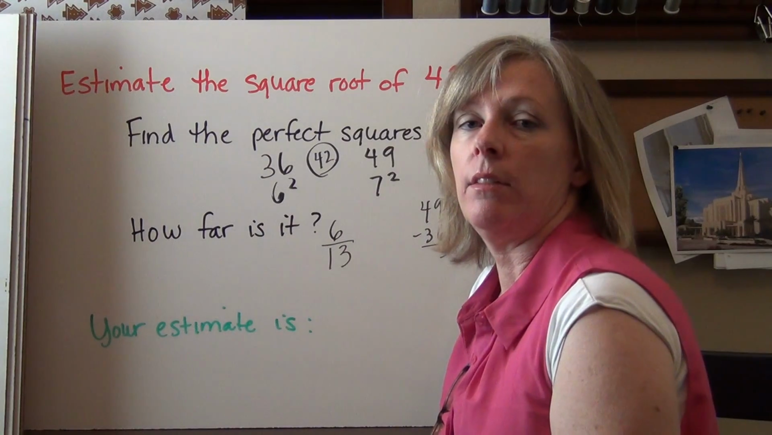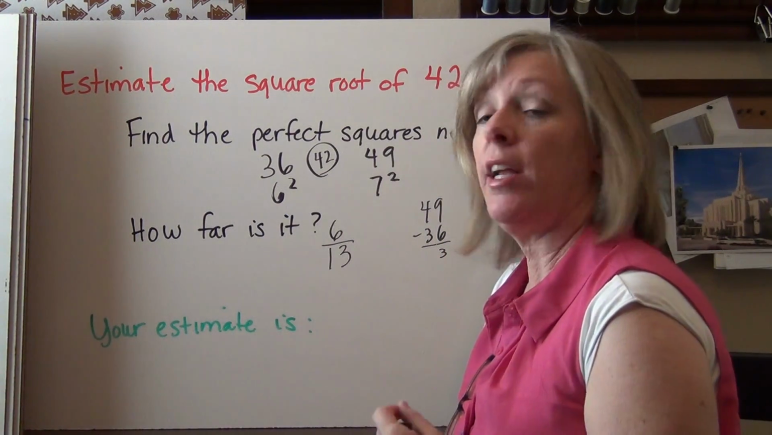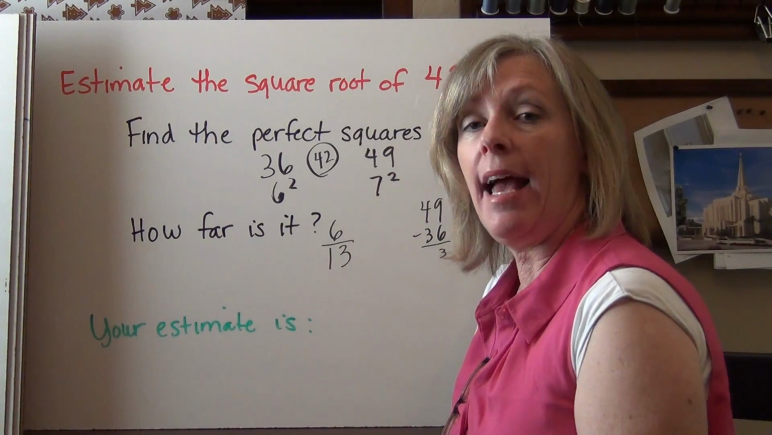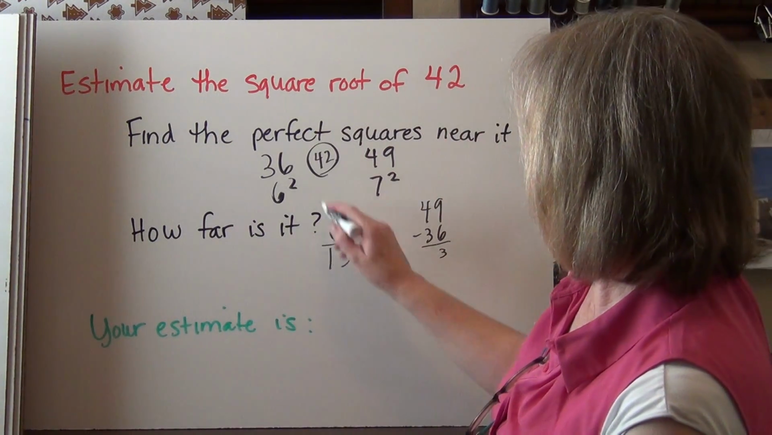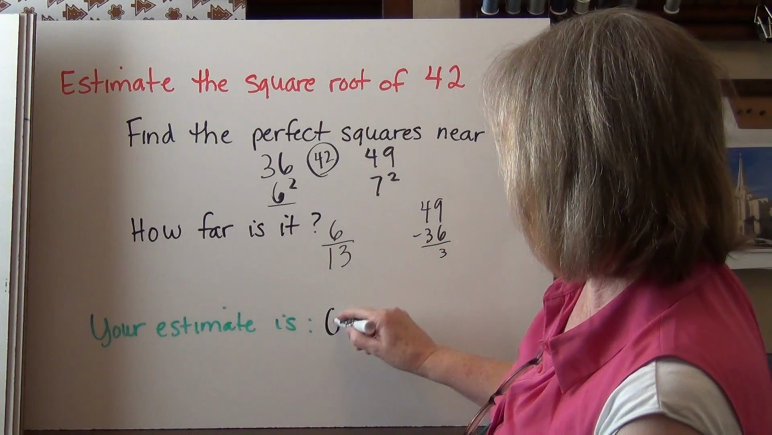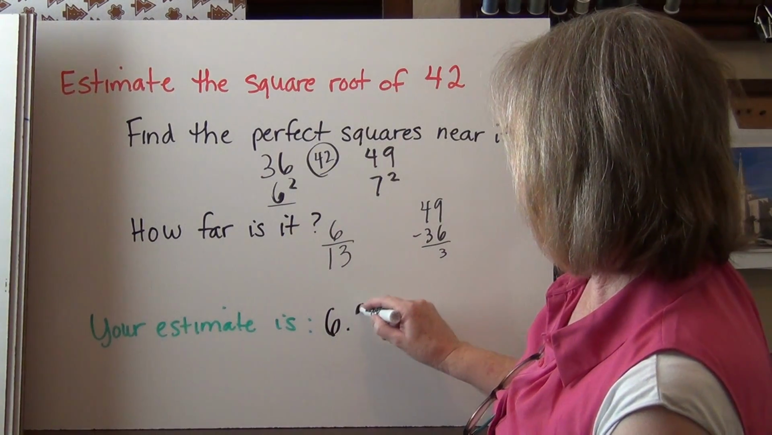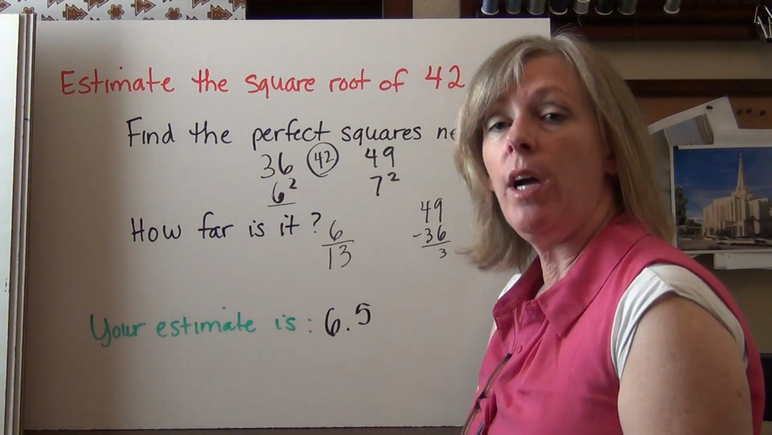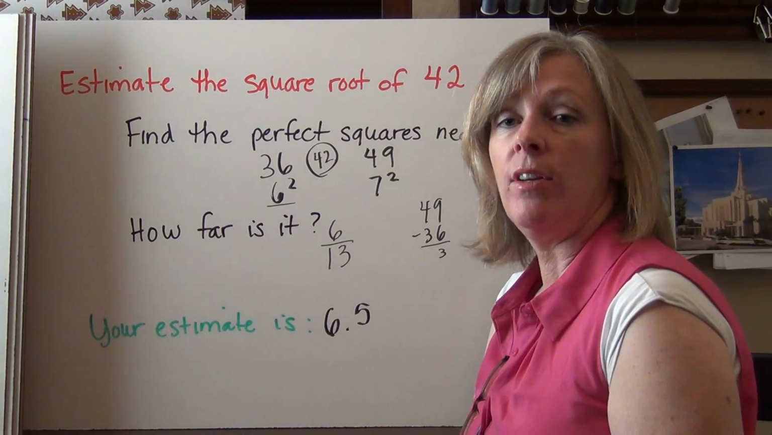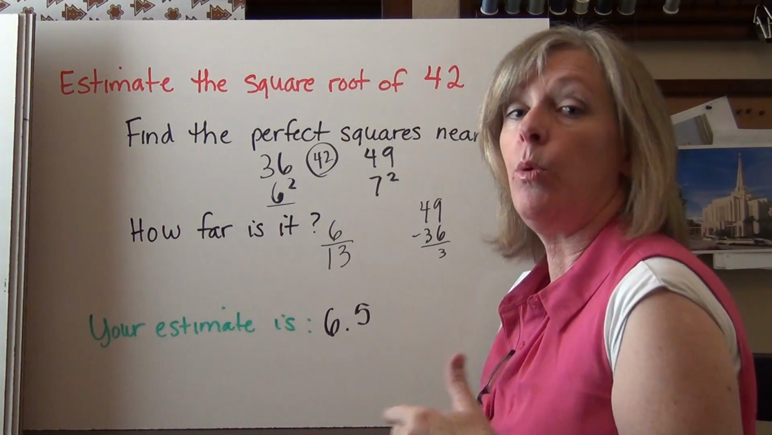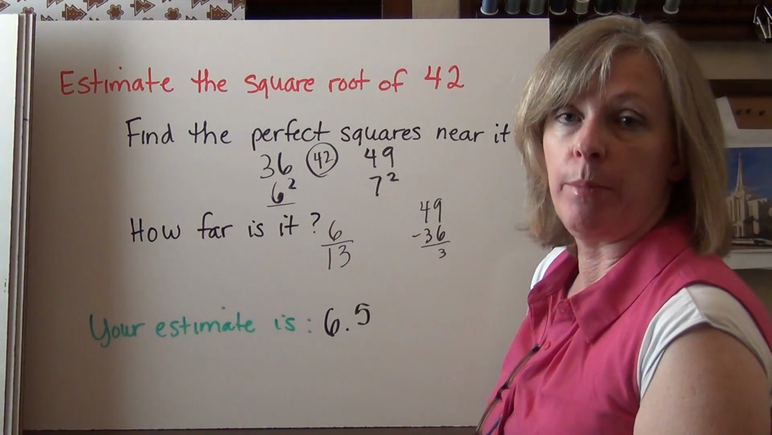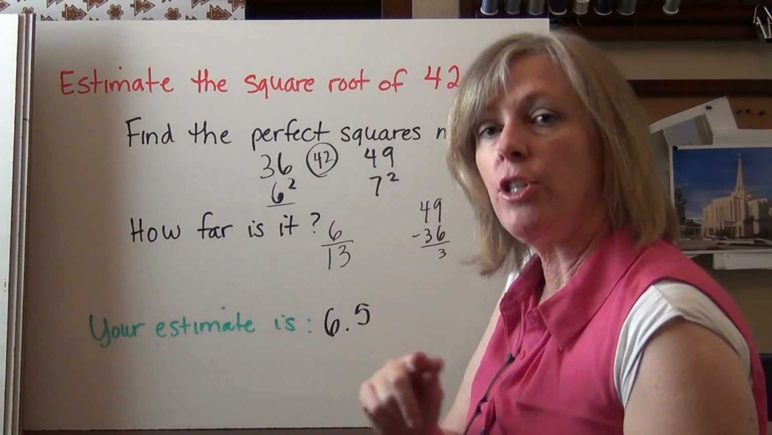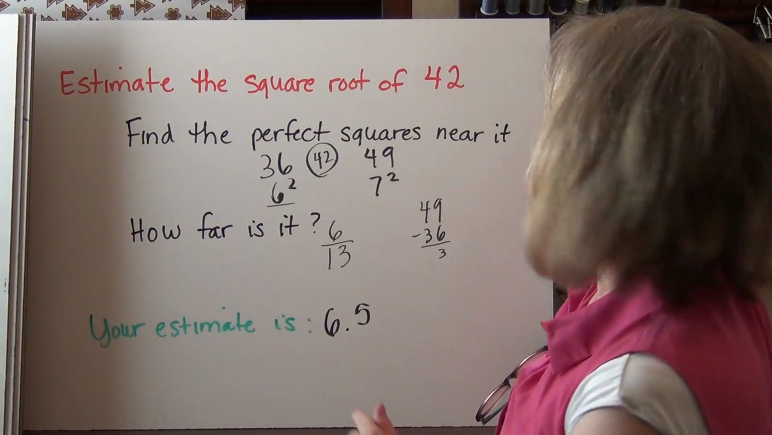6 over 13. Now, to me, 6 over 13 is very close to 6 over 12, right? It's almost the same number. 6 over 12 is a half. So what I'm going to estimate is that it started at the 6 and a half. This is my estimate for the square root of 42. So if you got something that was either 6.5 or maybe you went to 2 decimal places, 6.4 something, then that would be a correct estimate. Okay? If you did not, you need to go back on the video and watch through again how we use those steps so that you can do that.